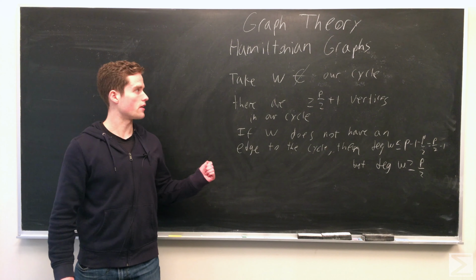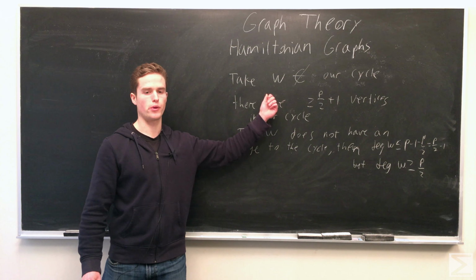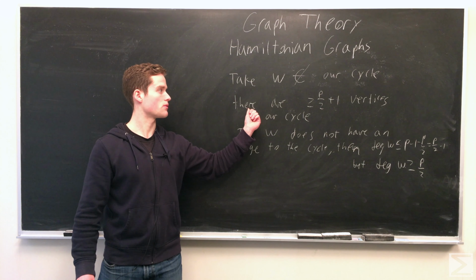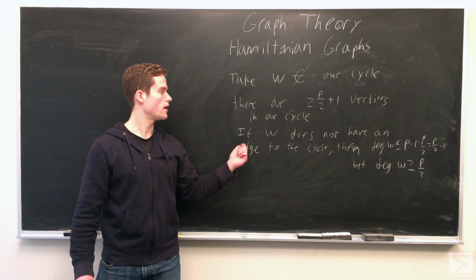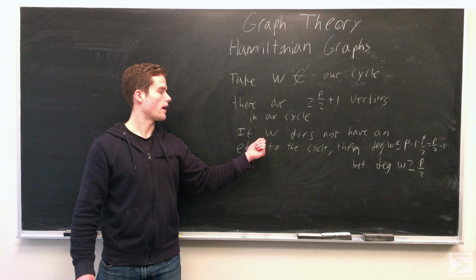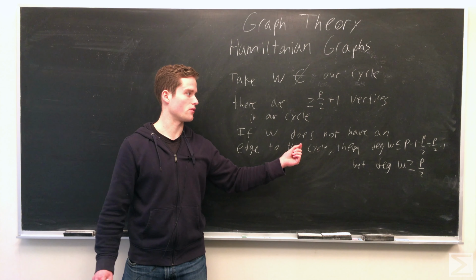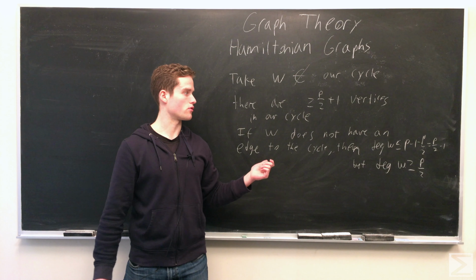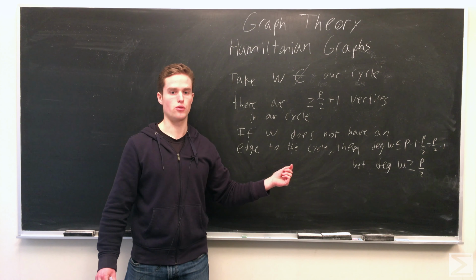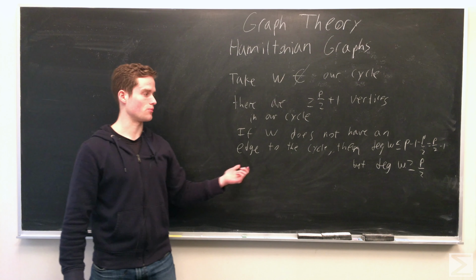If we take some W not in our cycle, note in our cycle we have V1. V1 is connected to greater than or equal to P over 2 vertices in our cycle, so we have at least P over 2 plus 1 vertices in our cycle. Now if we assume W does not have an edge going to some vertex in the cycle, then the degree of W has to be less than or equal to P minus 1 minus P over 2 again, which is P over 2 minus 1. So once again, the degree of W will be less than P over 2 if it does not have an edge going to the cycle. Therefore, it must have an edge going to the cycle if this W exists.